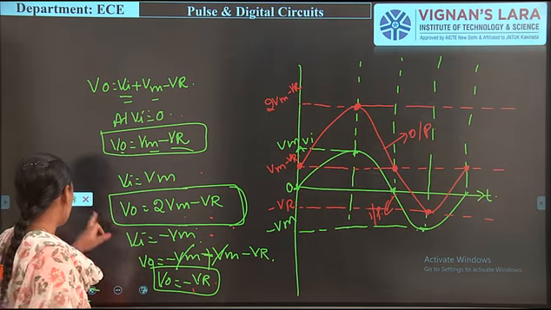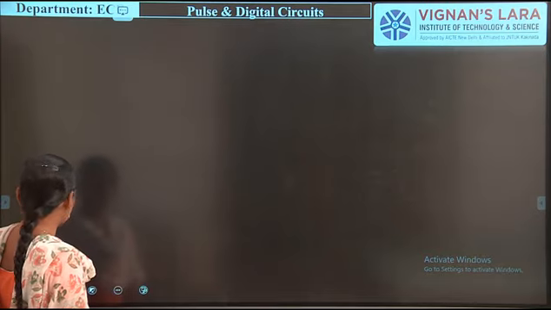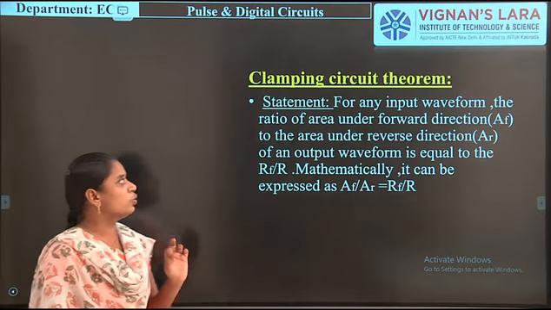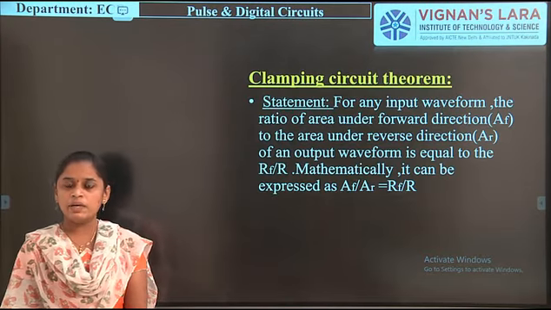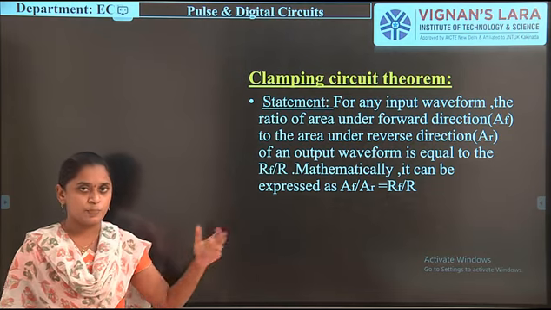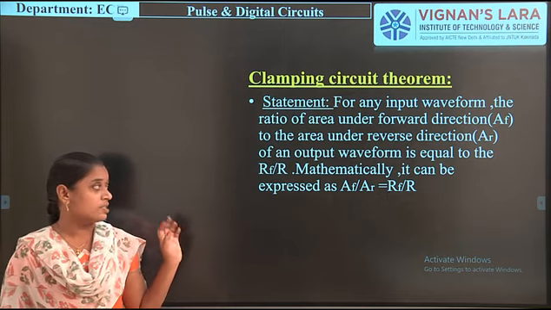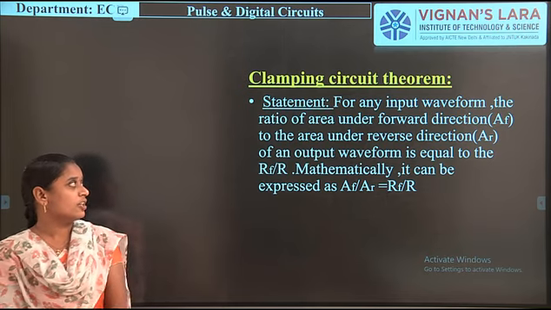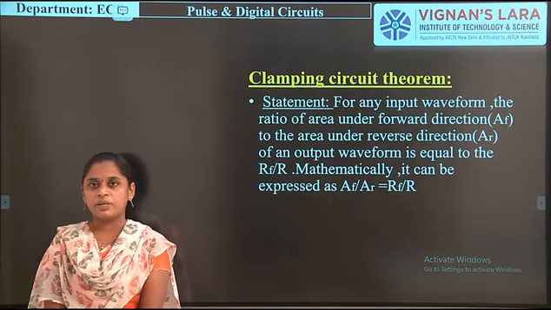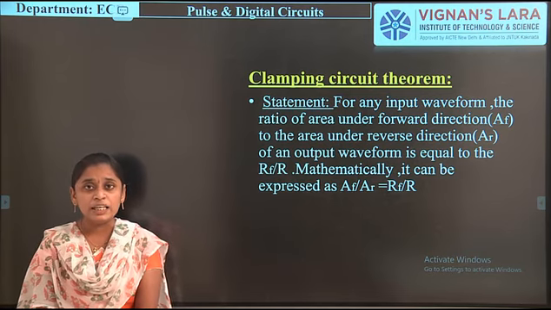And the next one is a very important question, the clamping circuit theorem. What is the clamping circuit theorem and what is the proof for it? This is an 8 marks question, so please concentrate on this. What is the statement of the clamping circuit theorem for any input waveform?